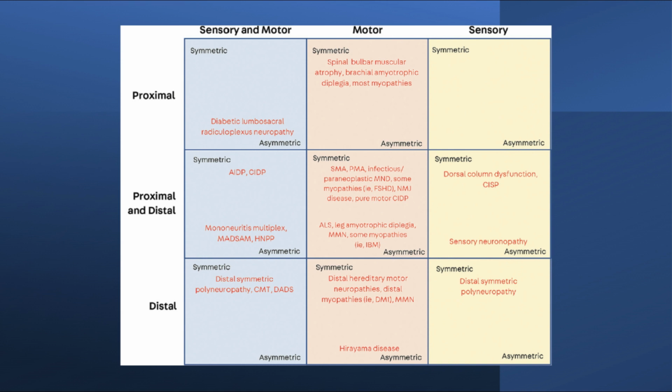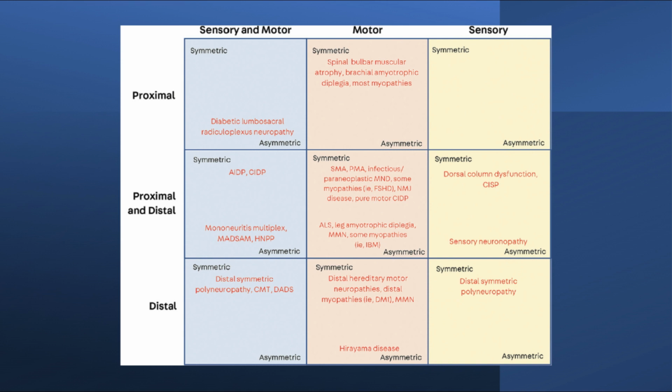Distal sensory motor, if it is symmetric, then it is distal symmetric polyneuropathy, which is the most common variety, or CMT or DADS. We already talked about the DADS has been changed now, right? Distal sensory motor polyneuropathy, simple. Okay, and then symmetric distal motor is distal hereditary motor neuropathy.